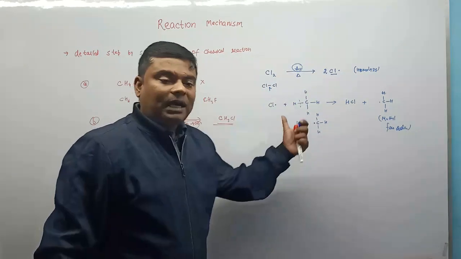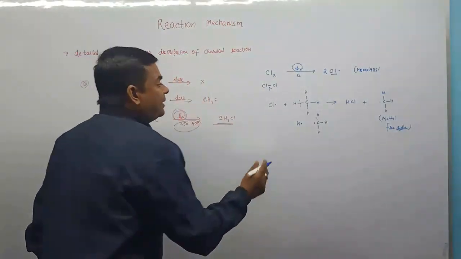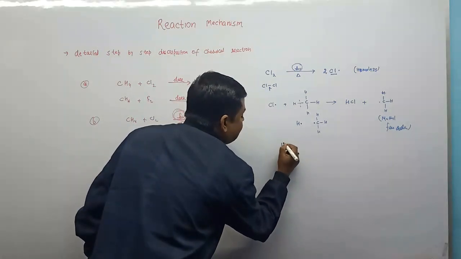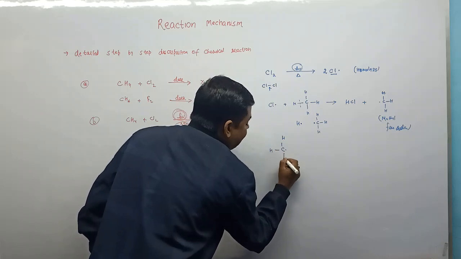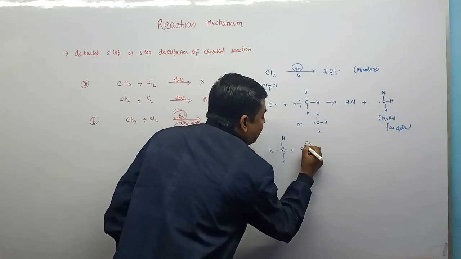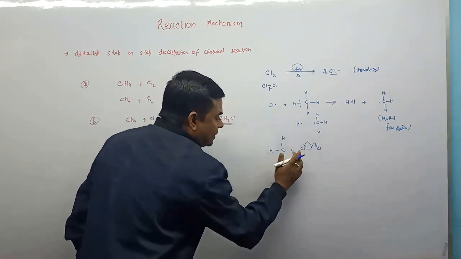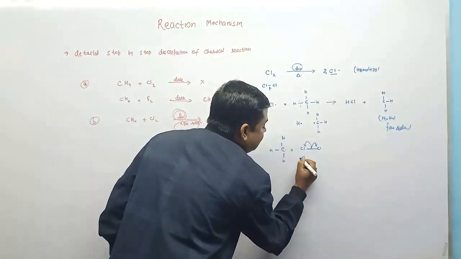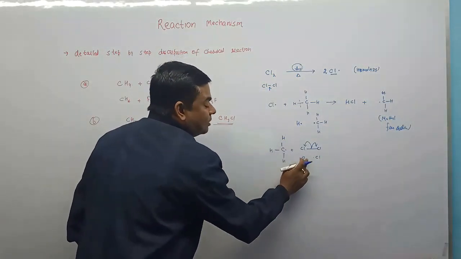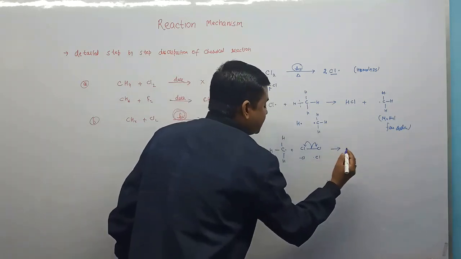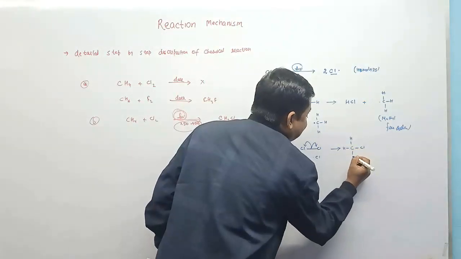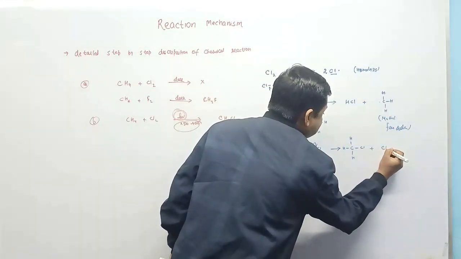Now this methyl free radical again reacts with which one? Chlorine. So we have CH3 and we have a chlorine atom. So we can write homolytic fission again. This chlorine forms Cl and Cl, and one of the methyl radicals reacts with one of the chlorine atoms and produces CH3Cl.